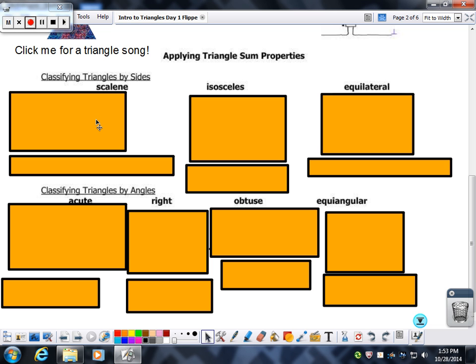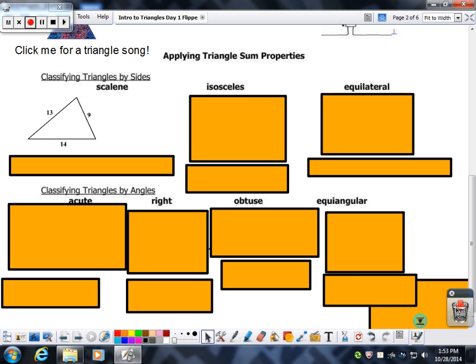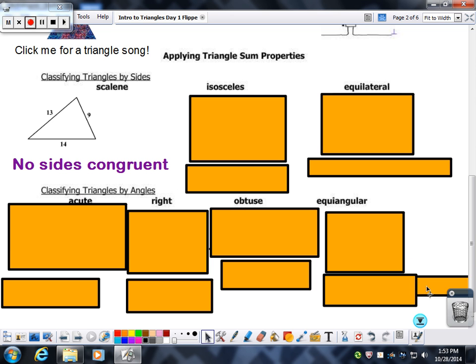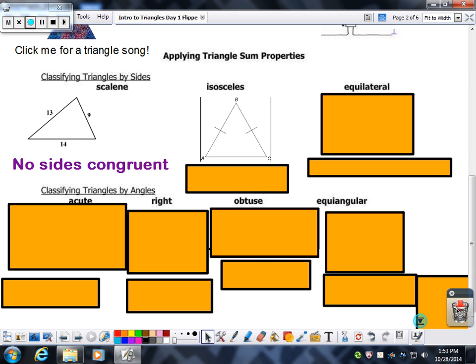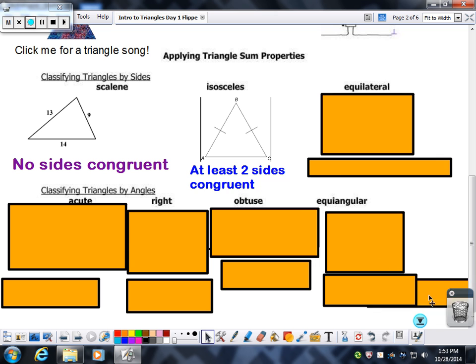First type of triangle we're going to talk about is a scalene triangle. This is an example of a scalene triangle. The property of a scalene triangle is that there are no sides congruent. Notice the sides here are lengths of 9, 13, and 14. Next type we have is an isosceles triangle. Most of the time you'll see an isosceles triangle with 2 congruent sides, but note the definition is that an isosceles triangle has at least 2 sides congruent.